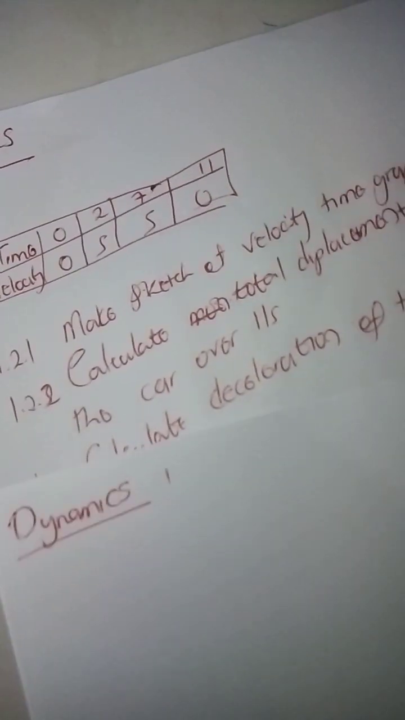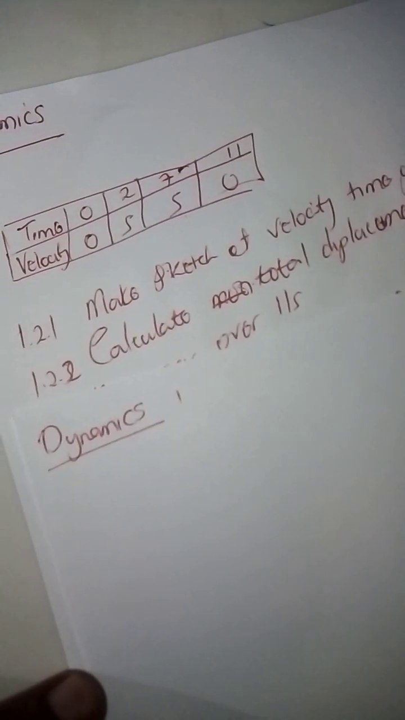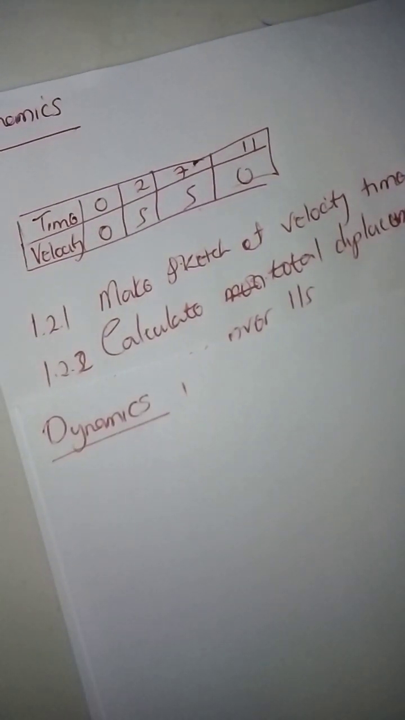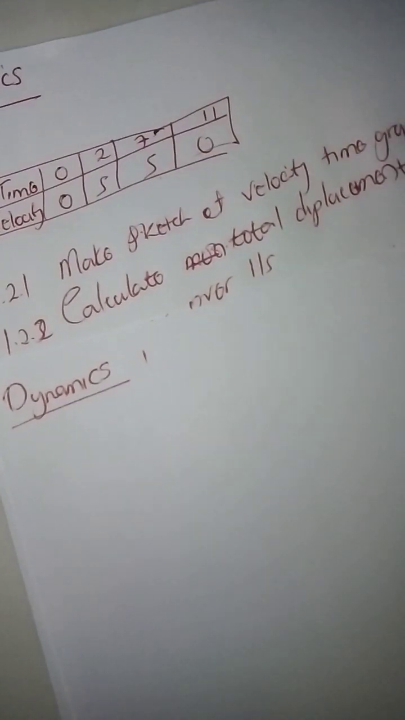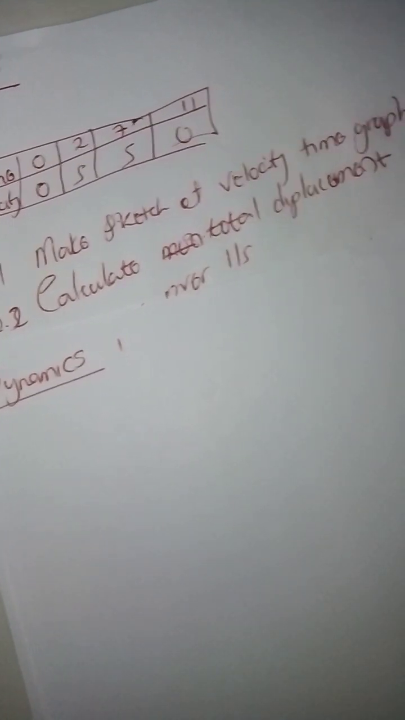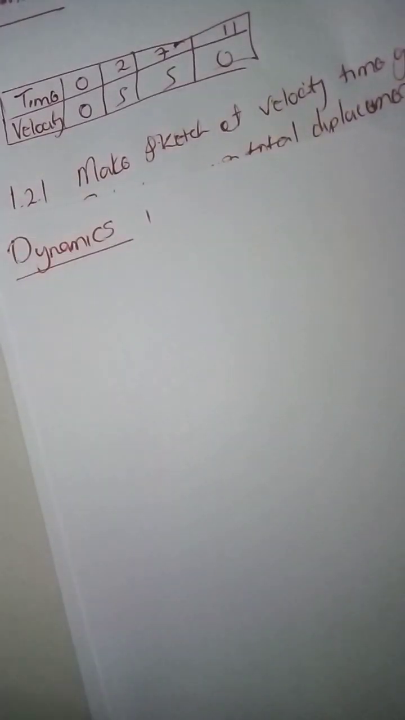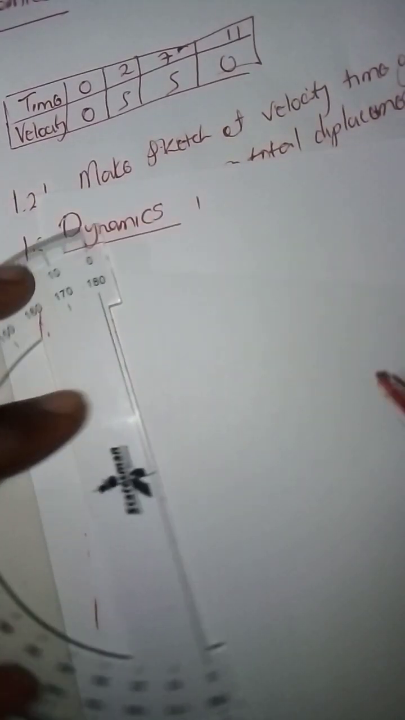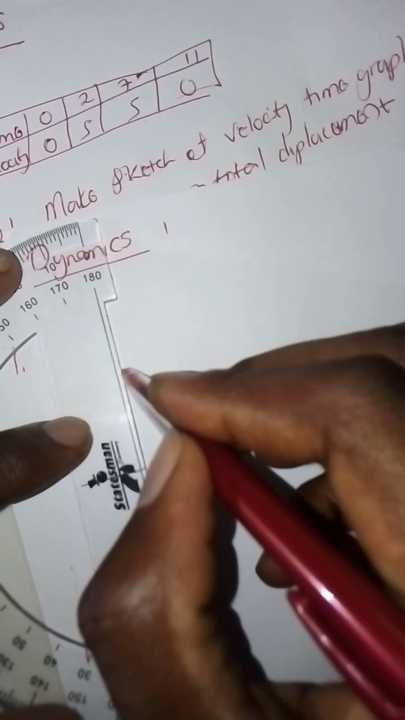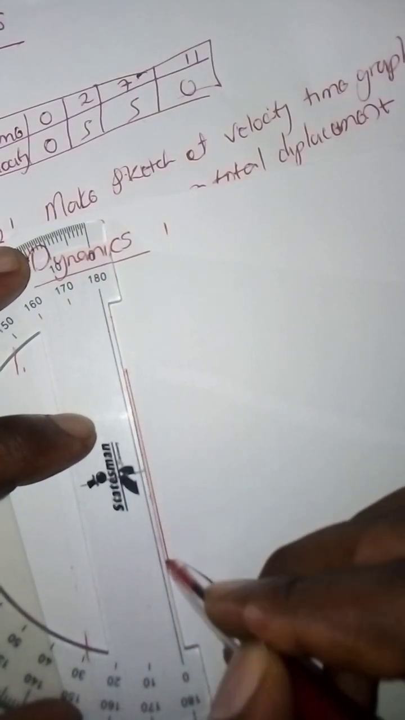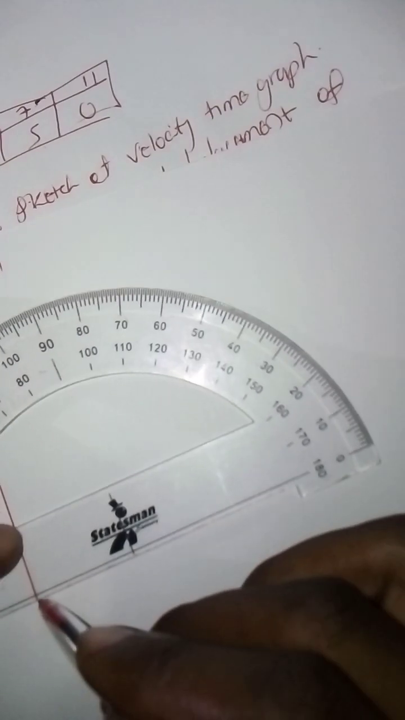Right, so now we are given a table. In this table we have time and we have velocity. Now the first question says to make a sketch of the velocity time graph. So we are asked to draw the velocity time graph. The first thing that you are going to do is draw the vertical axis and the horizontal axis.